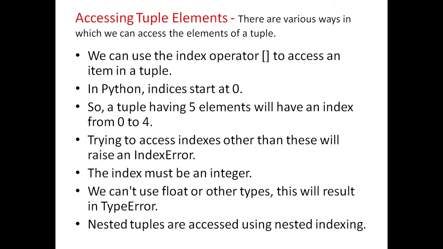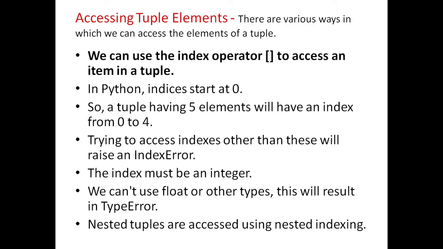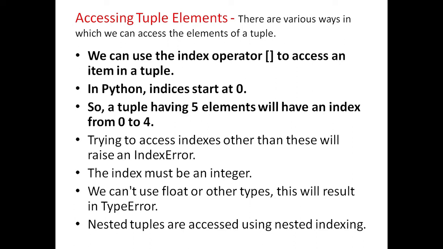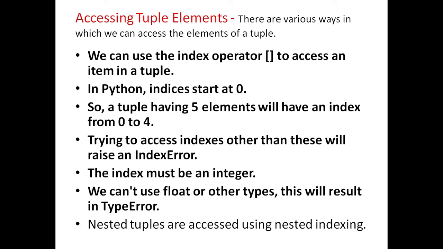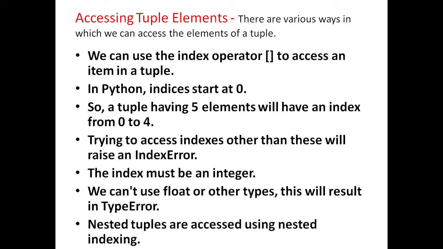There are various ways in which we can access the elements of a tuple. First we can use the index operator to access an item in a tuple. In Python, indices start at 0. So a tuple having 5 elements will have an index from 0 to 4. Trying to access indexes other than these will raise an index error. The index must be an integer. We can't use float or other data types, which will result in a type error. Nested tuples are accessed using nested indexing.